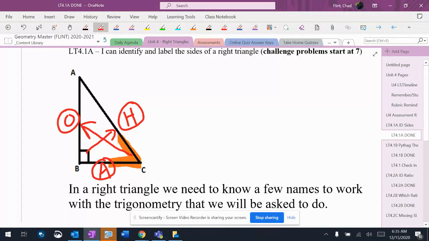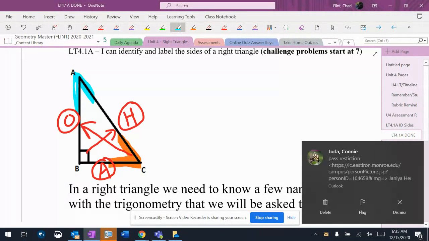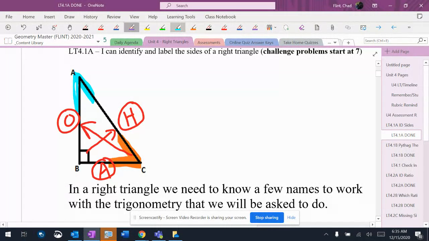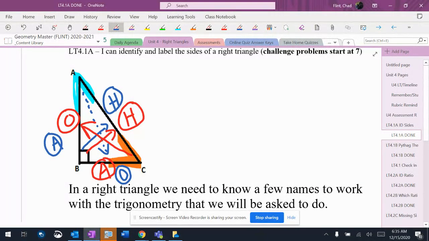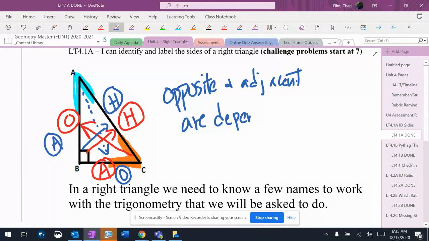Just as a quick note, I want you to understand that those sides are not always going to be in those specific places. If we were to change to this blue angle up here, the hypotenuse is still in the same spot. It would still be over here. But the opposite side would now be down here, which would make the adjacent over here. All right, so the opposite and the adjacent are dependent on the angle and change.